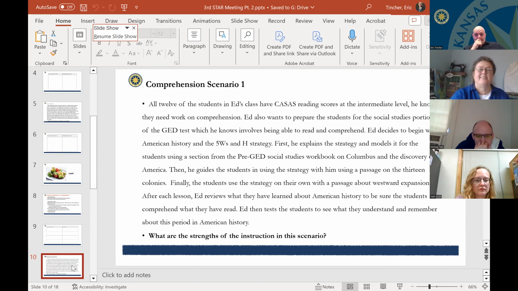Very good. Thank you, Faith. Okay, so what do you think are some of the strengths of his instruction? The teacher explaining to the students the strategy, modeling it. Yep. Like a broken record. This is what we're doing. Very good.